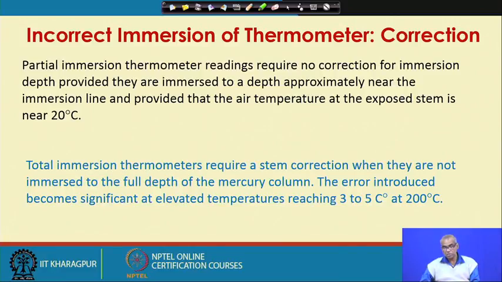Total immersion thermometers require a stem correction when they are not immersed to the full depth of the mercury column. The error introduced becomes significant at elevated temperatures, reaching 3 to 5 degrees Celsius at 200 degrees Celsius. So, at higher temperatures, the error introduced due to incorrect immersion for total immersion thermometers becomes significant, and at 200 degrees Celsius it will be 3 to 5 degrees Celsius.